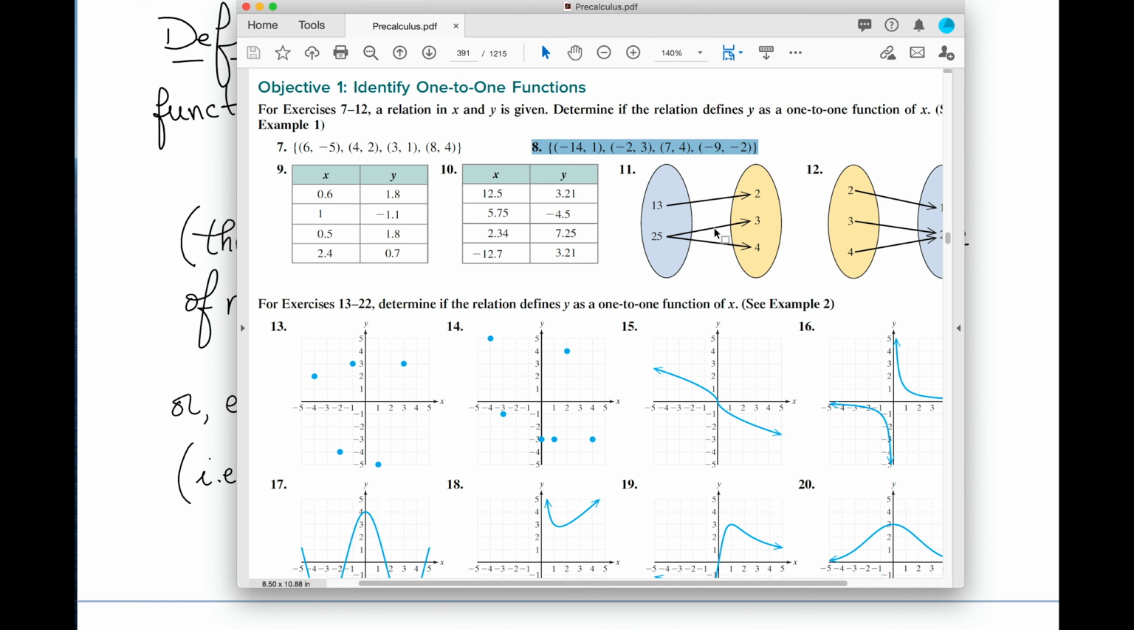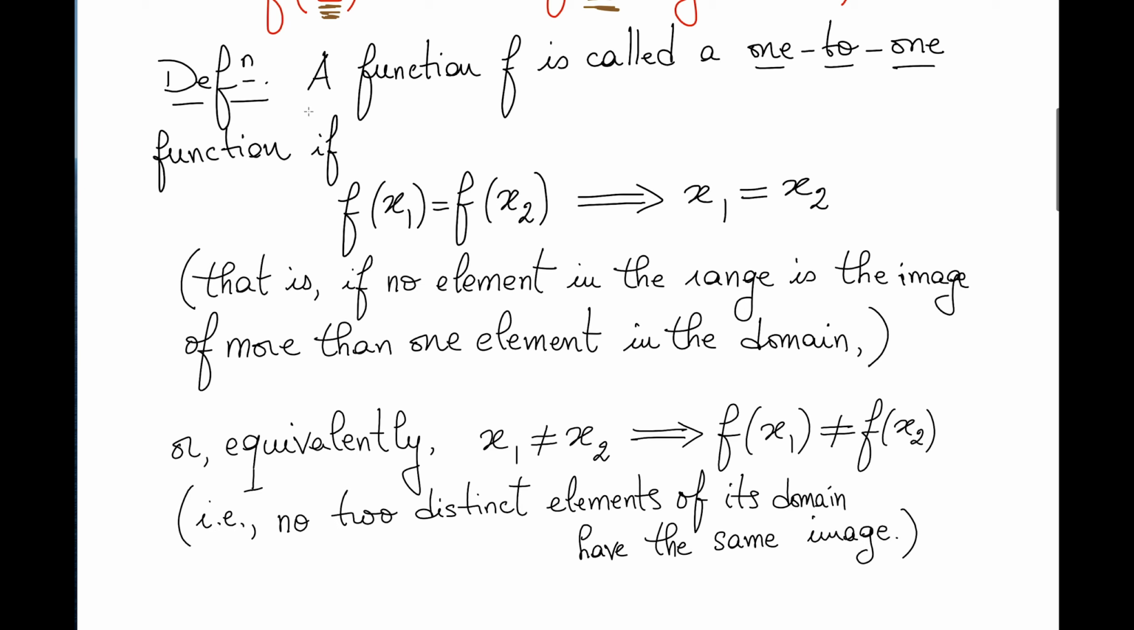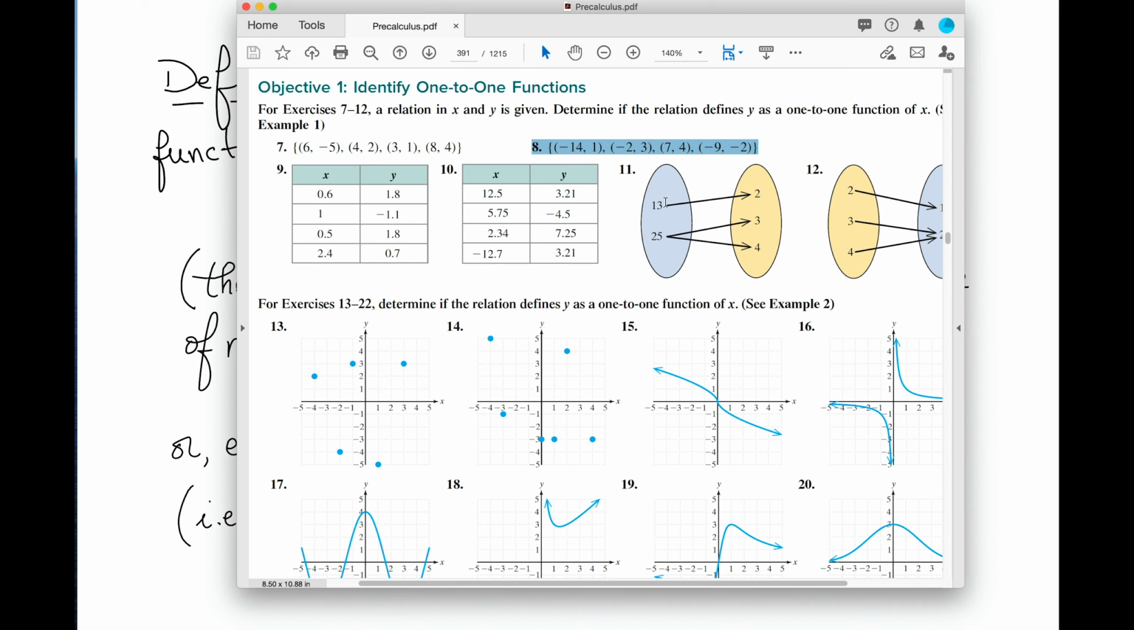If it were to be a function, it would have been a one-to-one. But remember, based on our definition here, a one-to-one function has to be a function to begin with. So the relation has to be a function first. And that thing here is not a function because 25 doesn't have a unique output. It has double outputs, 3 and 4. So this is not a function to begin with, let alone being a one-to-one.